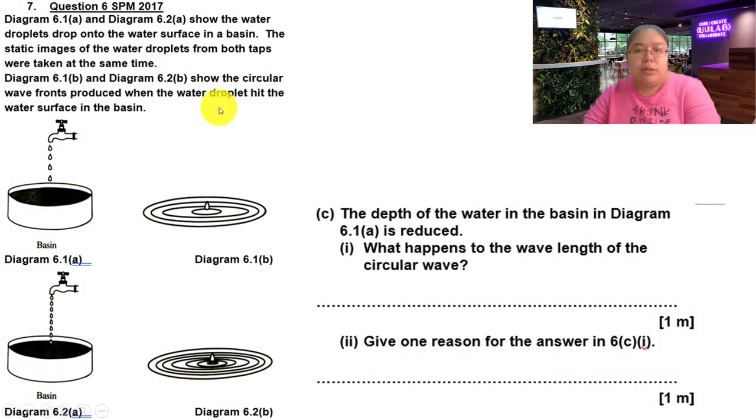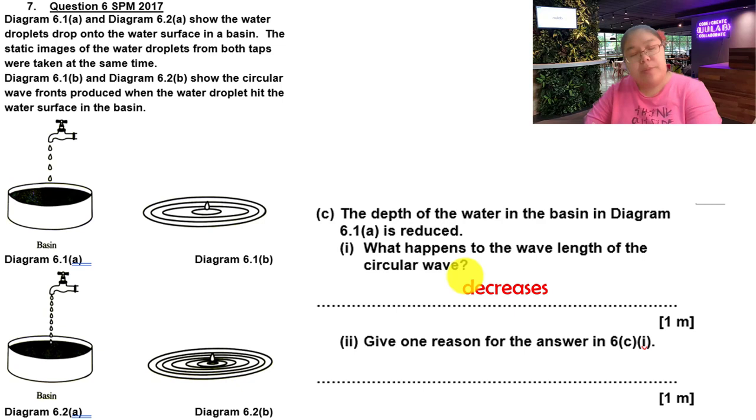For the next one, we continue with C. The depth of the water in the basin in diagram 6.1A decreases, reducing the depth of the water. What happened to the wavelength of the circular wave? When the depth decreases, you find the velocity also drops. So the wavelength will become shorter. You see the answer? Decreases. The wavelength decreases.